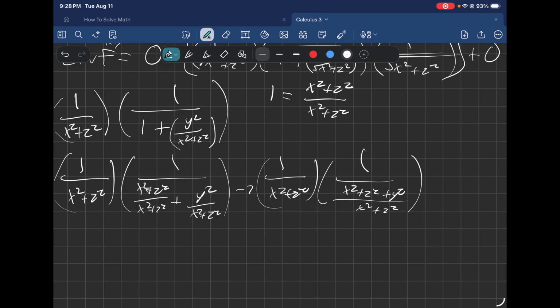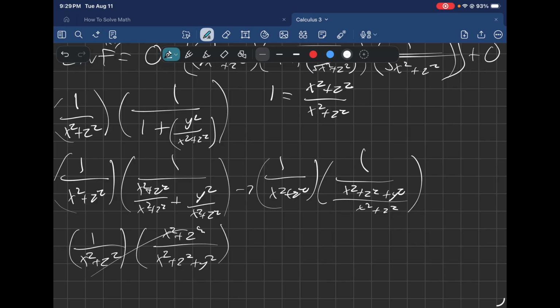And then we can simplify this even more by just taking the reciprocal of that, and it will turn into 1 over x squared plus c squared times x squared plus c squared over x squared plus c squared plus y squared, which I will rewrite as x squared plus y squared plus c squared, since that's in proper form.